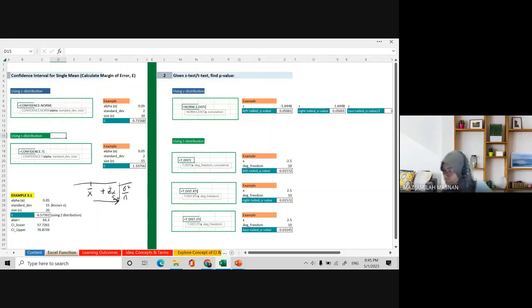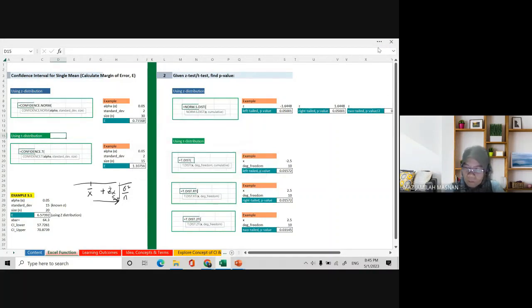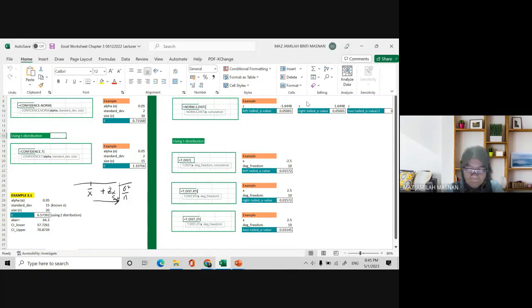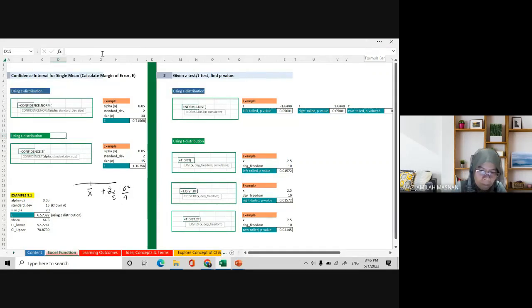Okay, so there is no square root on the N squared, sorry. So that will be multiplied. This is what we call the margin of error, E. And this E can be calculated later. How can we calculate it? Let us see.